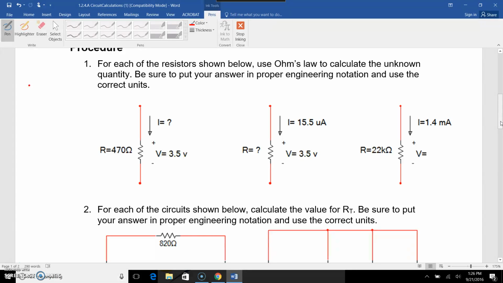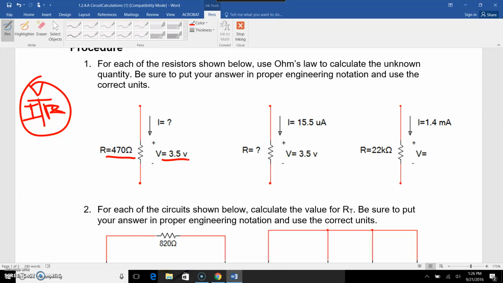If you'll remember, Ohm's law is V equals I times R. On these, the key is to pay attention to units. So as we look at this first one, they're asking us to find current in amps, which is I. They're giving us a resistance of 470 ohms and a voltage of 3.5 volts.